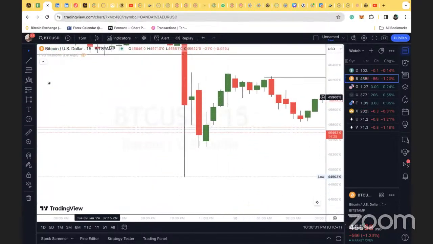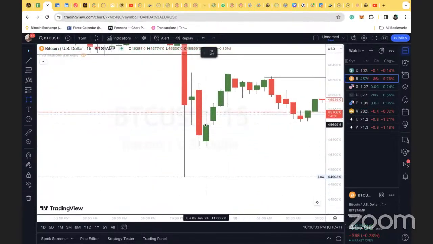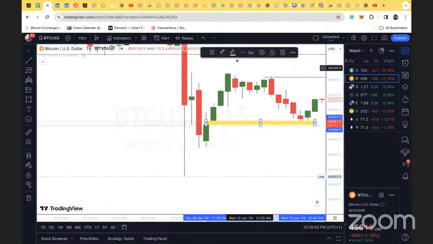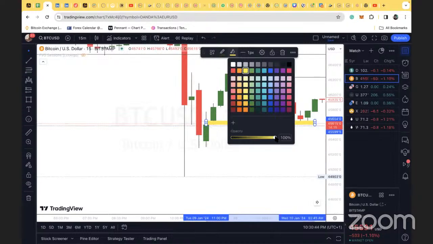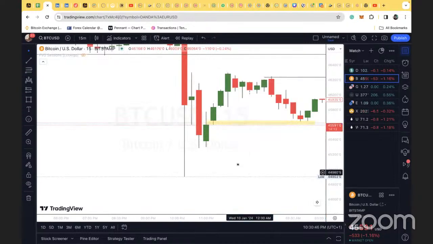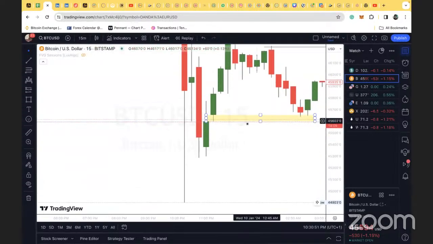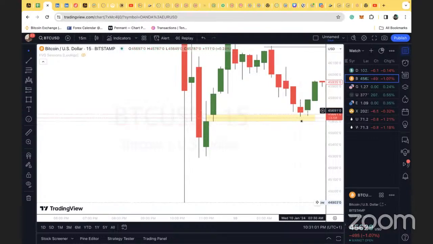Do you notice volume imbalance is here? What happened with this volume imbalance when it occurred? Do you notice that it was nicely respected? After the market formed volume imbalance, the market came down and nicely respected it. But it didn't come to 50% consequent encroachment. It didn't come there, but it respected it.